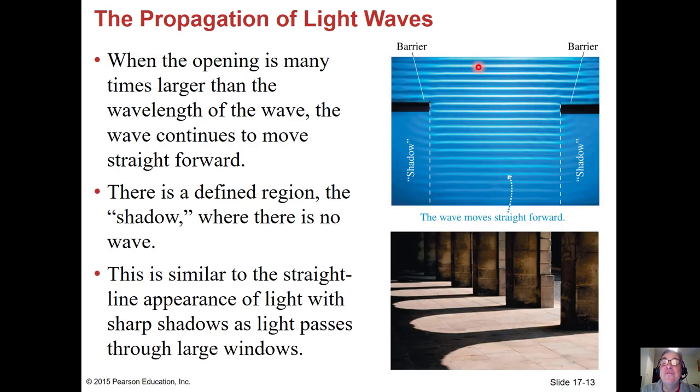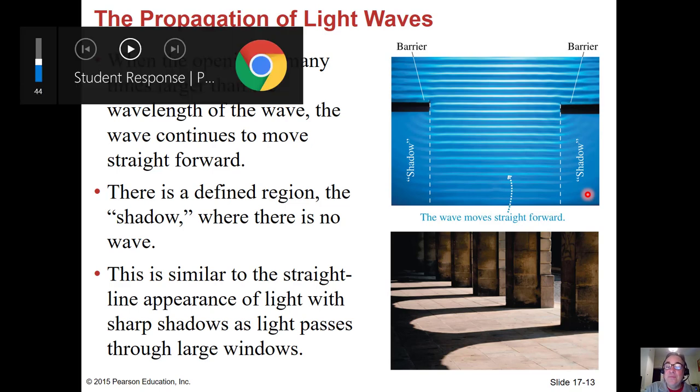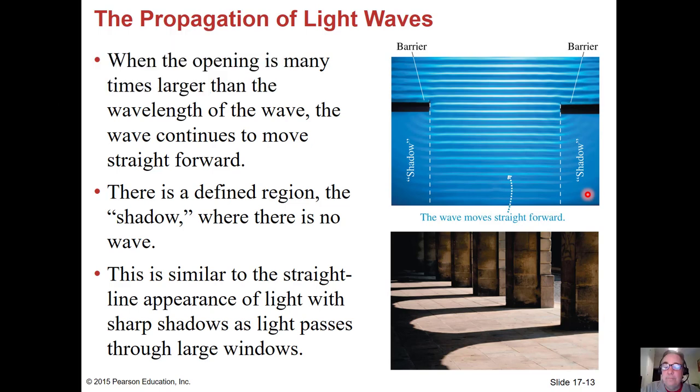Here's the wave going through a big opening, and you don't really see diffraction. You have maybe a little bit of spreading out on the corners here, but nothing like you saw in the last picture. When the opening is many times larger than the wavelength, the wave just continues in a straight path, although you do get a little bit of shadowing over here and over here. And you can see a similar idea over here for actual light going through these big openings.